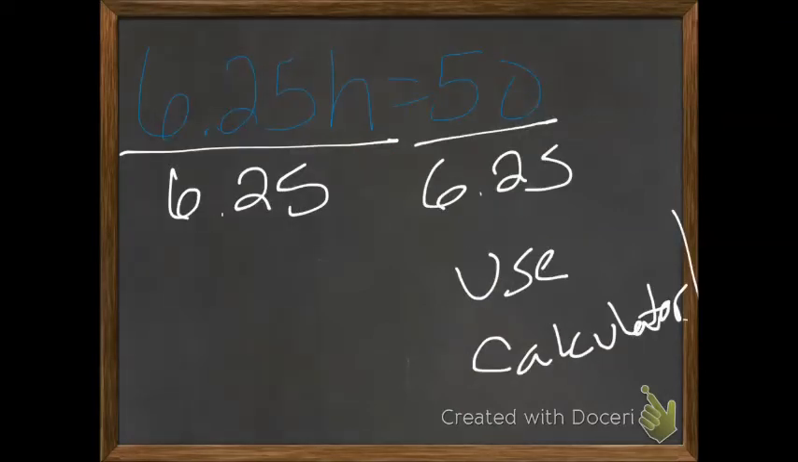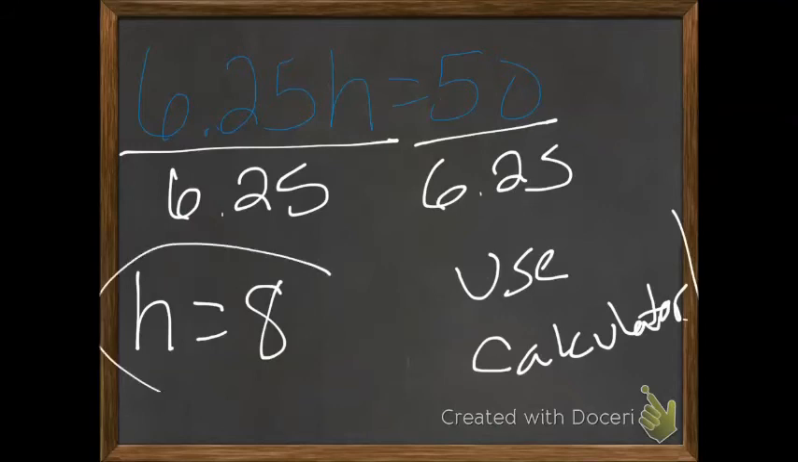All right, our next example problem, we're going to do 6.25h equals 50. So this means I'm going to divide both sides by 6.25, and I'm going to use a calculator. We got decimals here. Don't try to do this by hand and make it harder than it needs to be. So when you do this by calculator, you find out that h will equal 8, because 50 divided by 6.25 is 8, and that'll be my final answer.